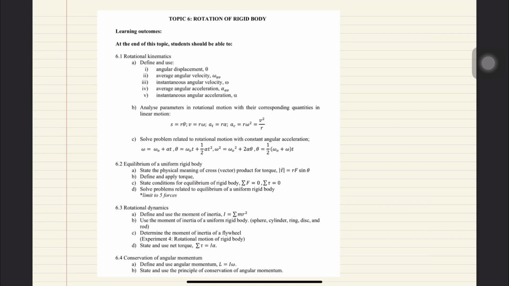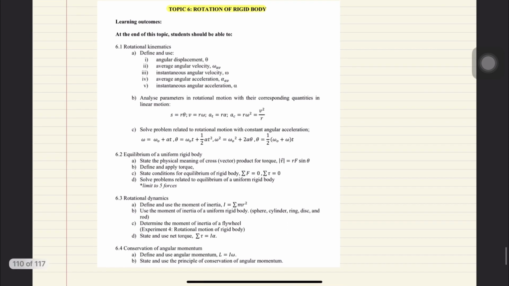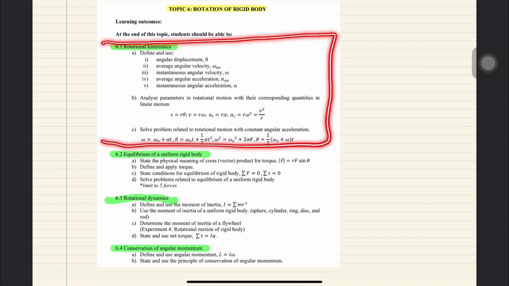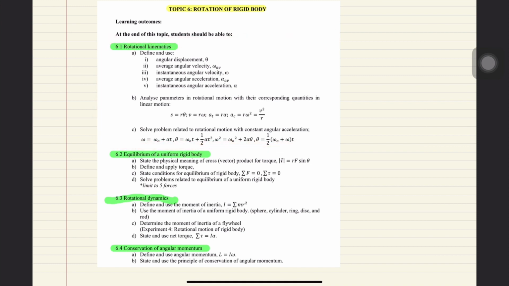Hi everyone, so today I would like to continue with a new chapter which is topic 6, rotation of rigid body. In this chapter you can divide into 4 main subtopics. We have rotational kinematics, equilibrium of uniform rigid body, rotational dynamics, and conservation of angular momentum. But for today we focus on this one, 6.1 only, which is about rotational kinematics.